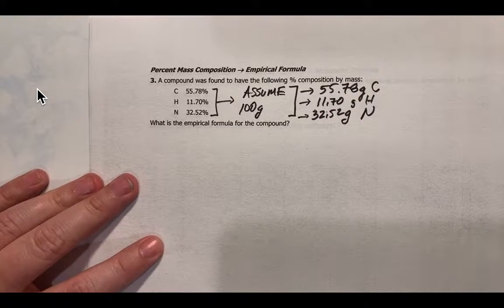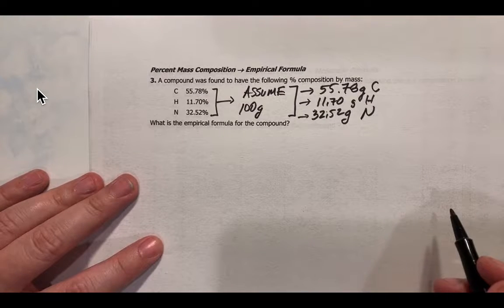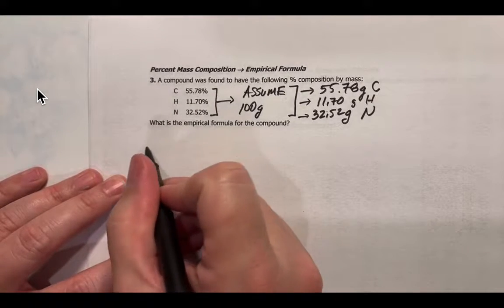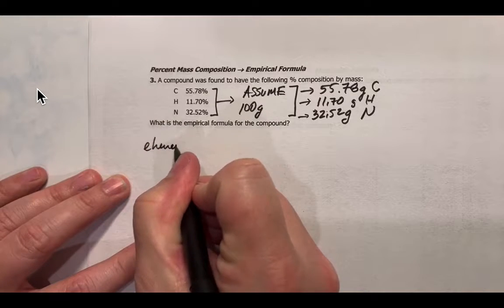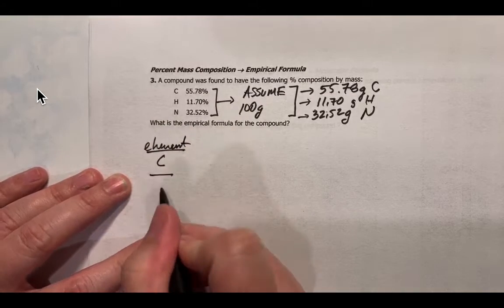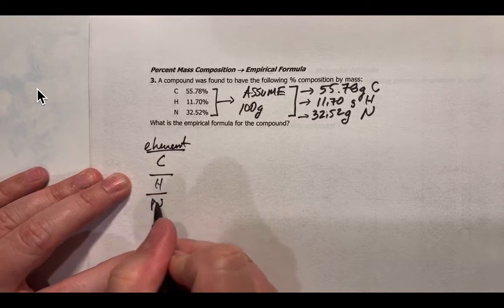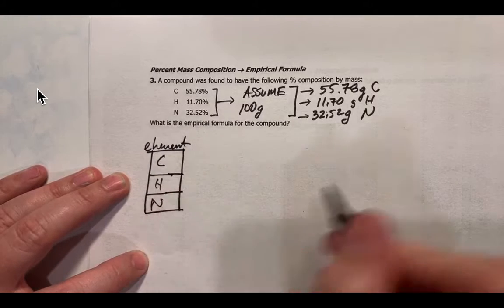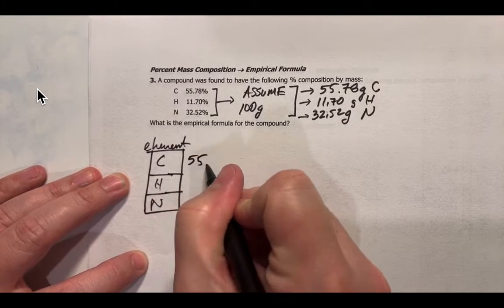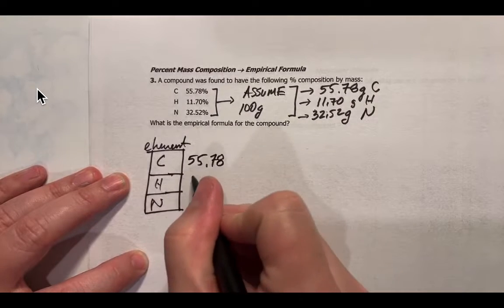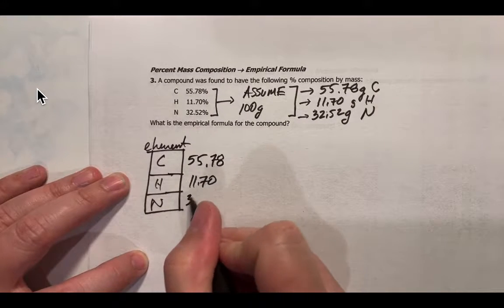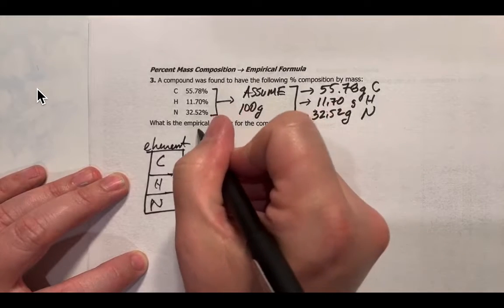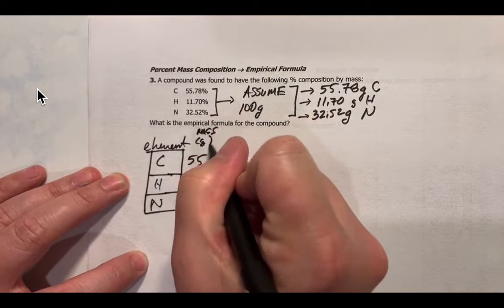Okay, and now I have something that I can get my hooks into, because I can use the molar mass from the periodic table in order to convert grams into moles, and then go about getting the mole ratio for the empirical formula. So I'm going to start out with element, and I like to organize this in a table. And then I'm just going to write what we had up there: 55.78, 11.70, and 32.52. I'm going to remind myself that this column is mass in grams.